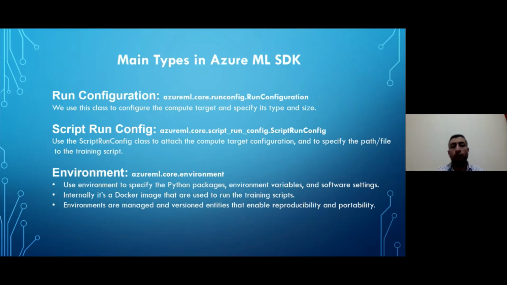And also we have something called script run configuration. This script run configuration is related to the training script itself. When you train a machine learning model, you prepare your training script, and you have a kind of configuration to associate the compute target configuration with this training script. So you give directions that this training script will be running on this specification in the compute target, okay?